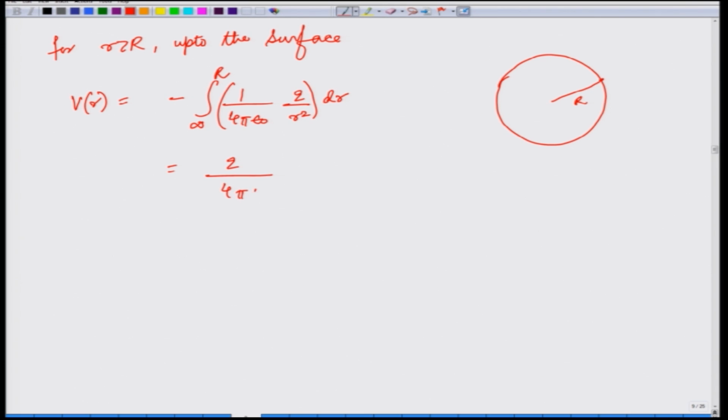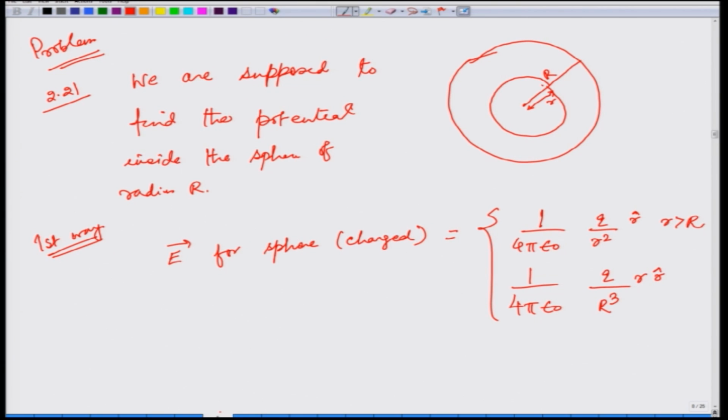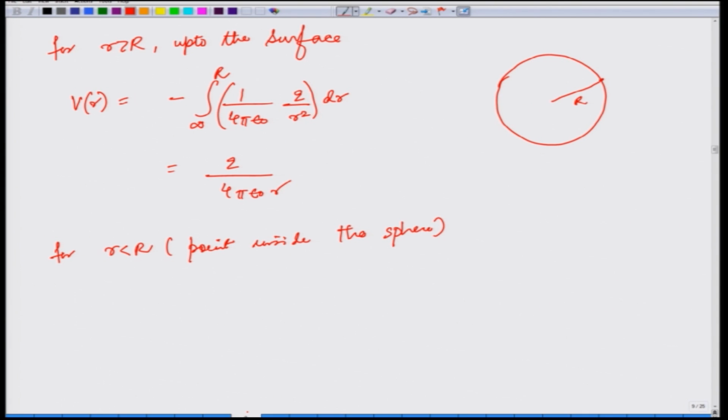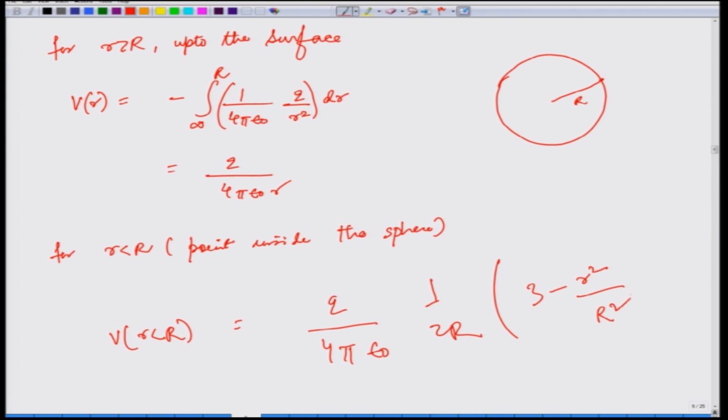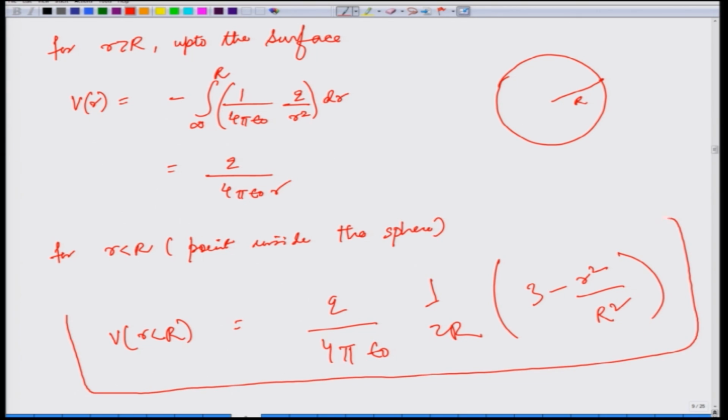This is a very straightforward formula. It will be q by 4 pi epsilon naught r. And for r less than R, that is a point inside the sphere, do the same thing. We already know the electric field inside, but just do the calculation and the result will be something like this: V for r less than R will be q by 4 pi epsilon naught times 1 by 2R cube times (3R square minus r square). I am leaving the second part of the calculation to you. This is simply an integration over r, nothing else.